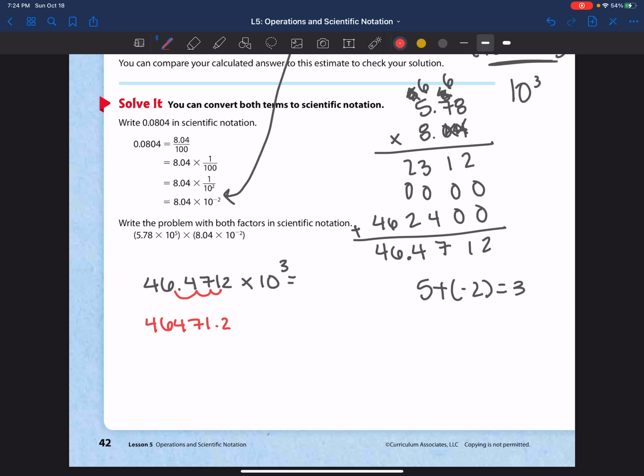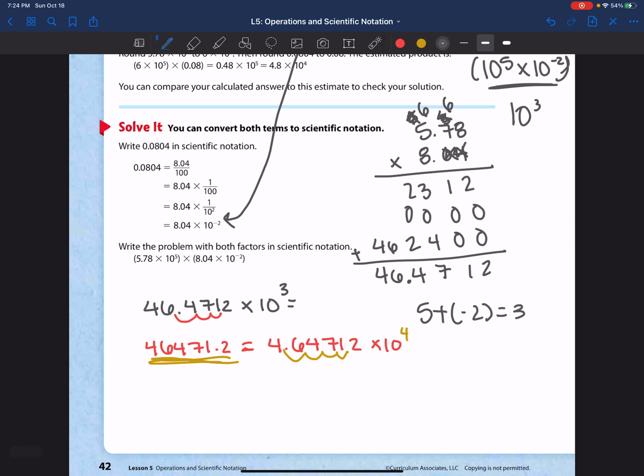471.2. All right, and I need to write that in scientific notation, so my coefficient should be a number between 1 and 10. And then I just need to see, how many times do I need to move my decimal place to get back to my original? So it's 1, 2, 3, 4 times. So now I have my final answer. All right, so my answer is 4.6 4712 times 10 to the fourth power. And that should be your solution as well.